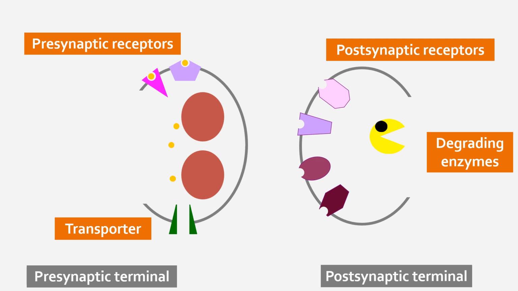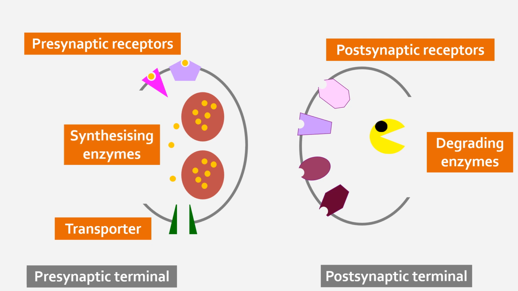The fifth element in the life of a neurotransmitter that we're going to talk about are the enzymes that make the neurotransmitter in the first place, the synthesizing enzymes. These are normally located in the presynaptic terminal, although they may also be located in glial cells, which we'll talk about in a different video.